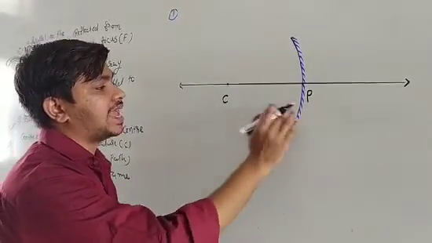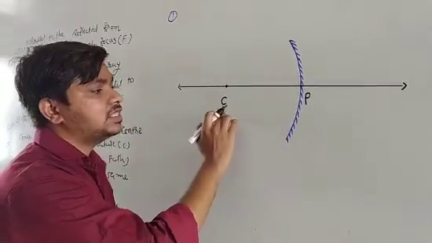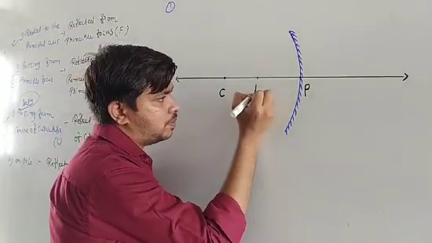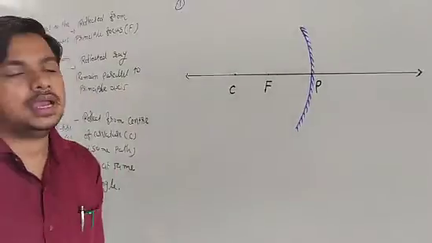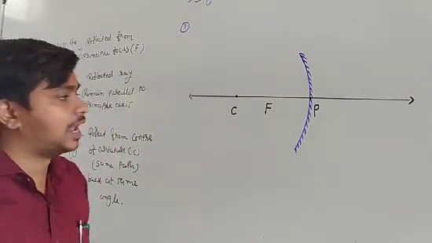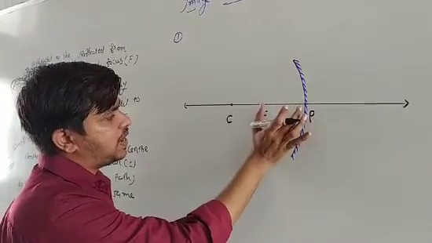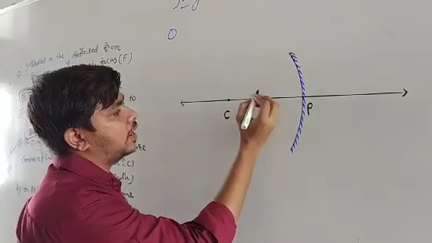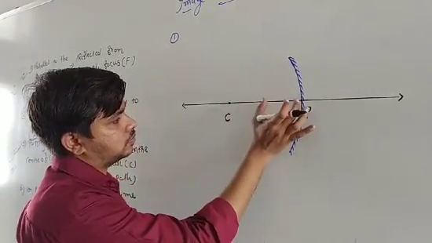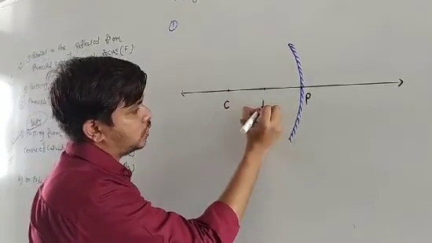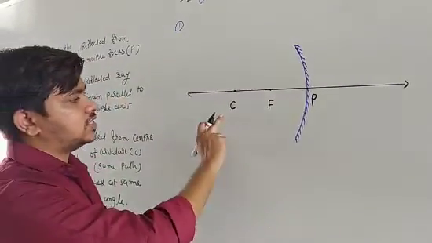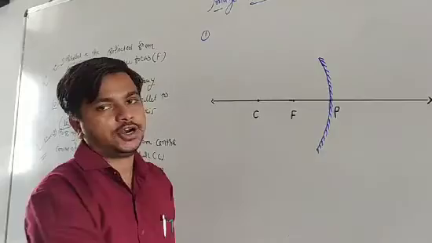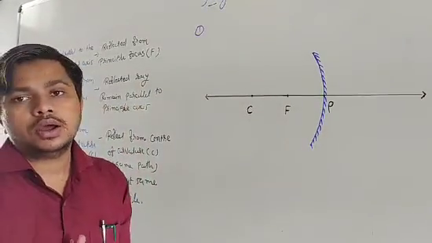Now you have to take the midpoint of it. Which means if it is 6 centimeters, then you have to take 3 centimeters, which should be indicated as F. It is the principal focus, right? So C, F and P. The distance between P and F is 3 centimeters, while the distance between F and C is also 3 centimeters. It should be in the center. Understand? So there are some terms related to a concave mirror: the pole, the principal focus and the center of curvature. Now we have to form an image.